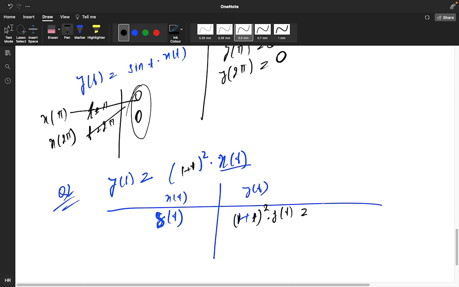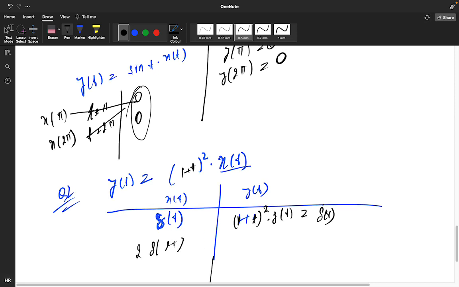So t minus 0 is there. So we'll put the value of t. The value of t is 0. So we'll get delta t only. We'll get delta t only. But suppose your next input is 2 delta t plus 2. So what are you getting here?